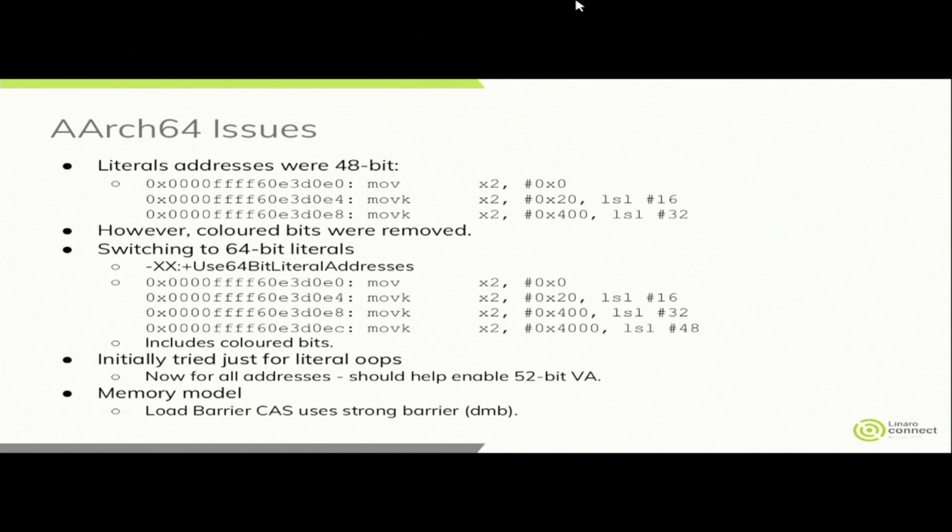Other things we found in AArch64 is our literal addresses. So we have references to objects in generated code. Previously they were 48-bit. So I've added a flag to make them 64-bit, so the color's not lost. That was quite an invasive change, but it seems to be working. It has the side effect as well that it would be able to help enable the 52-bit virtual addressing. Initially I did that for just literal loads, but I've changed that to do everything that's an address off of the generated code.